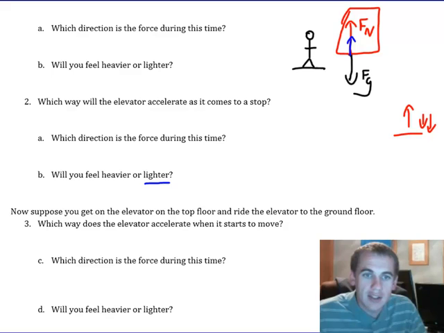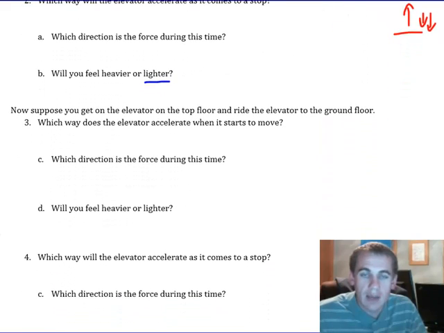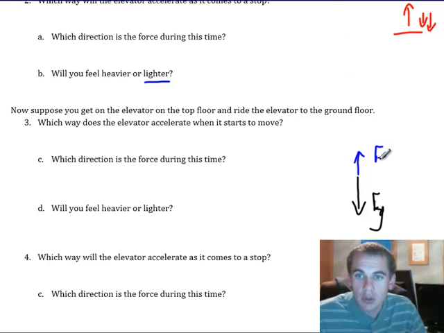3 and 4 say, hey, let's say we're going the other way. Now we're on the top floor and we're coming back down. Which way does the elevator accelerate when it starts to move? Well, it's going to accelerate down, which means the force has to be down, which means, again, you'll feel lighter. Same reason. The normal force is still there. It's still pushing up, okay? But it's not pushing up as much as it used to be because you actually need to accelerate down. So the force due to gravity needs to be bigger than the normal force pushing up on you, okay?